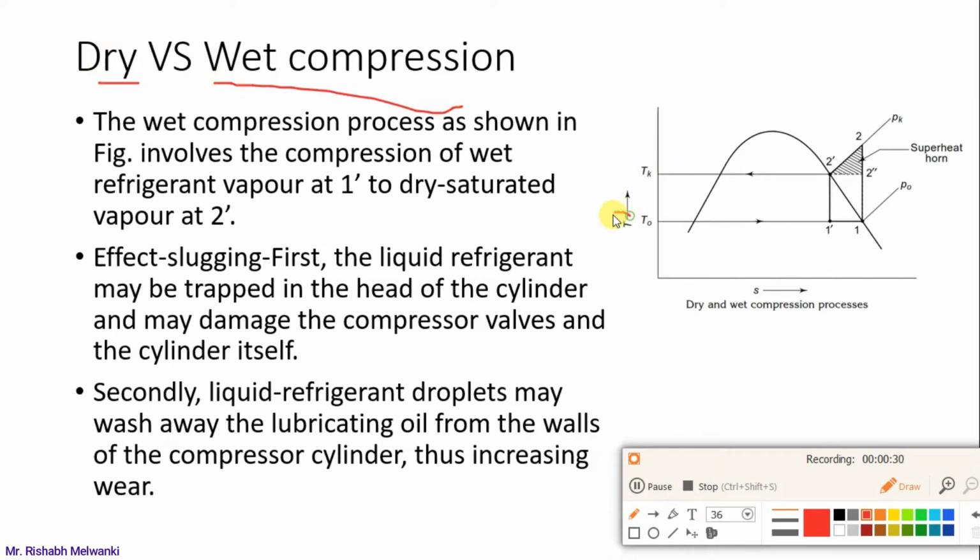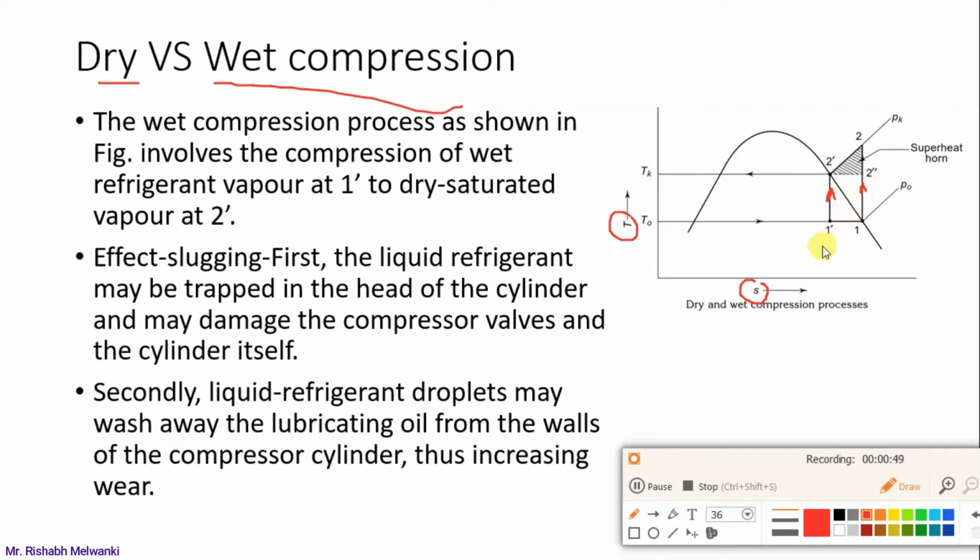Understand, I have shown here a temperature versus entropy diagram, and this is the vapor dome. So the compression process is isentropic. So here you can see 1 to 2 dash, 1 dash to 2 dash, or 1 to 2. It is a vertical line in the upward direction, indicating compression processes of different types.